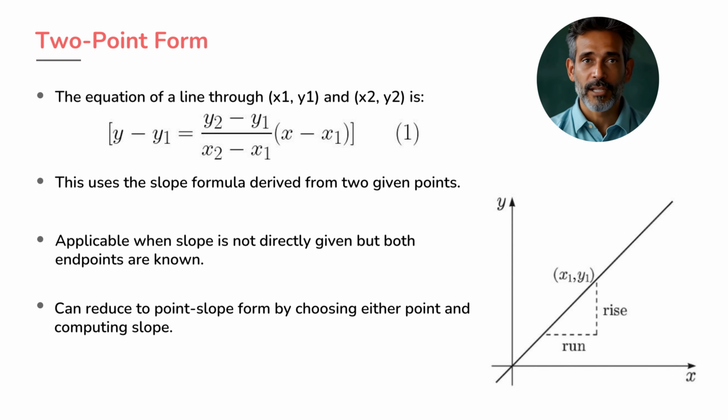The equation for this case is y minus y1 equals (y2 minus y1) divided by (x2 minus x1) times (x minus x1). Say it slowly: y minus y1 equals (y2 minus y1 divided by x2 minus x1) times (x minus x1). This comes straight from the definition of slope being rise over run between 2 points. The beauty is that you don't need the slope first. The formula calculates it automatically.